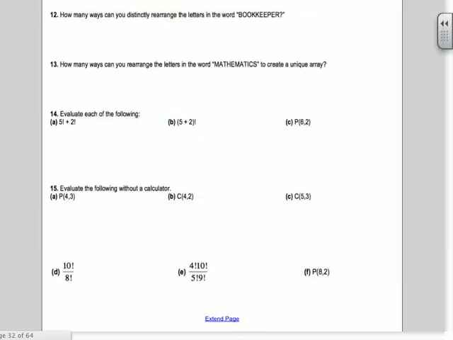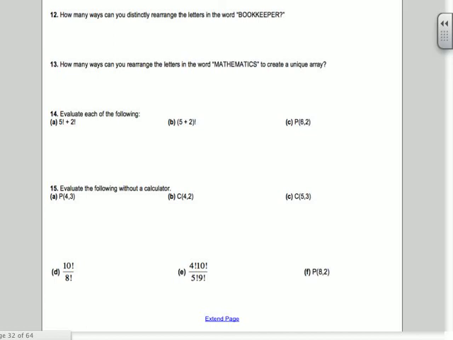Now let's try the next one. So how many ways can you distinctly rearrange the letters in the word bookkeeper? This is the only word in the English language that has 3 double letters like that, O-O-K-K-E-E. All right, so this one's a little bit different because now when you're rearranging the letters, some of these words that you're creating, they're not really words.